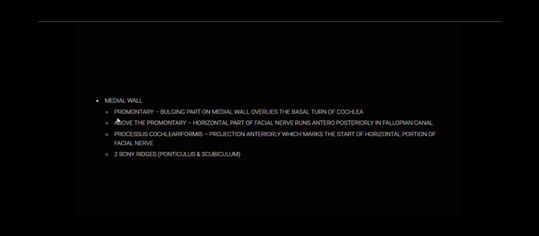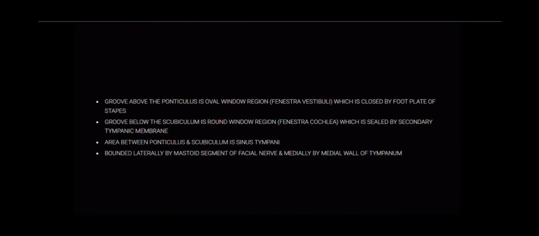Coming to the medial wall, we have a large eminence, the promontory, which is the overlying basal turn of the cochlea, and just above the promontory we have the horizontal part of the facial nerve running anteroposteriorly in the fallopian canal. There is another projection in the anterior part which marks the start of the horizontal portion of the facial nerve, and there are 2 other bony ridges called the ponticulus and the subiculum.